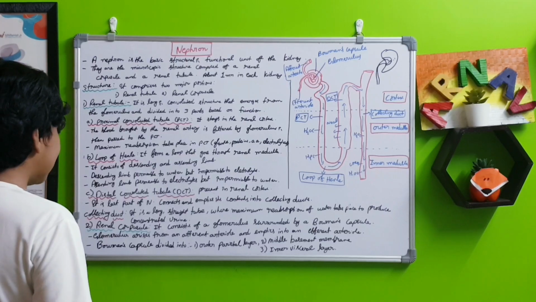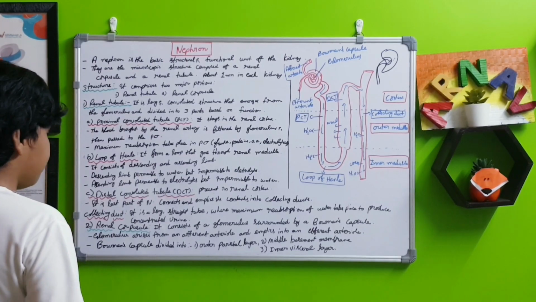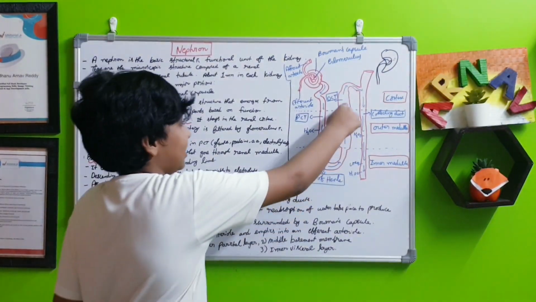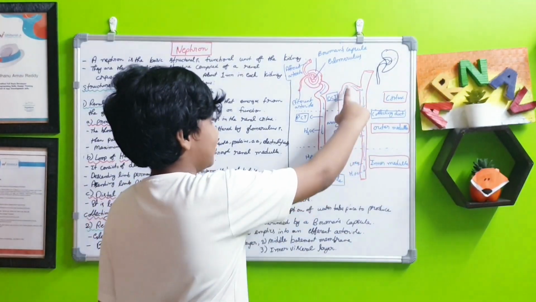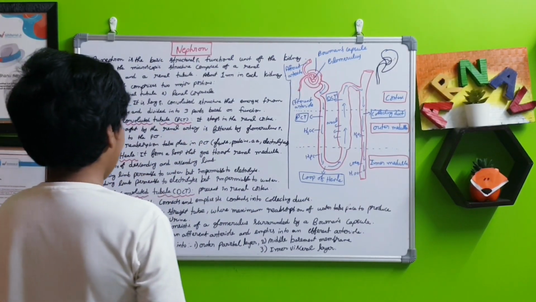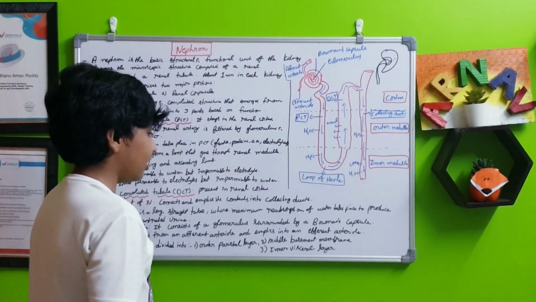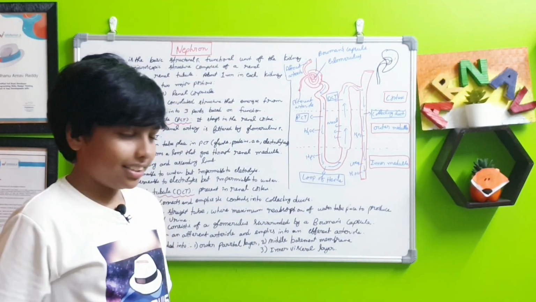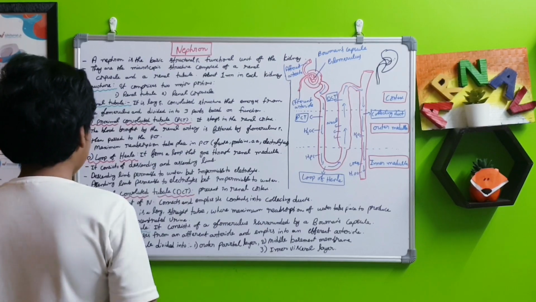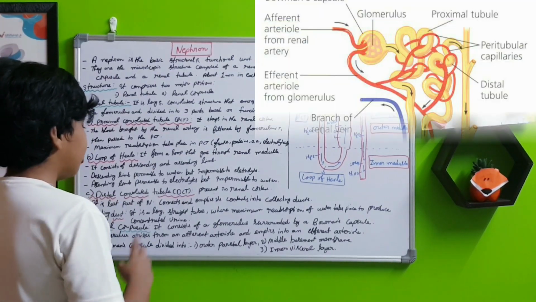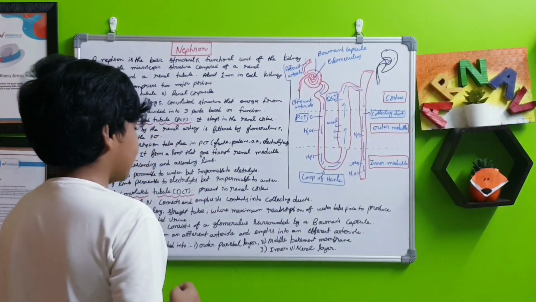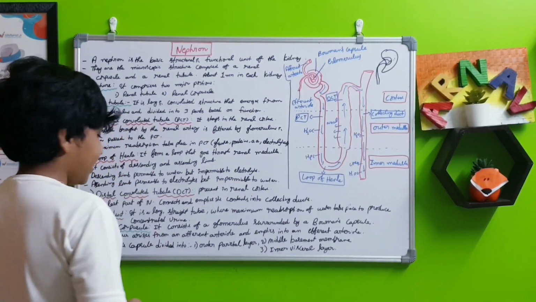Finally is the distal convoluted tubule, also known as the DCT for short. This part is the DCT. It is the last part of the nephron and it empties its contents into the collecting ducts, which we're going to discuss next. So next is the collecting duct. It is a long straight tube where maximum reabsorption of water takes place to produce concentrated urine.